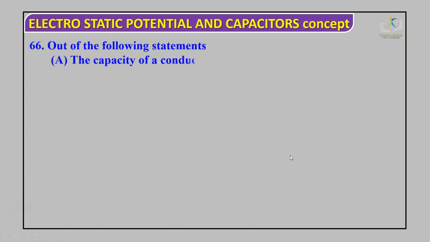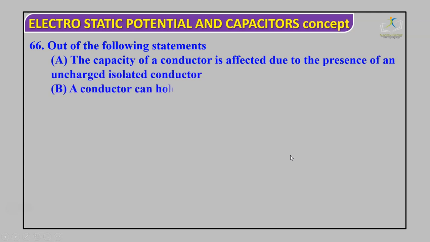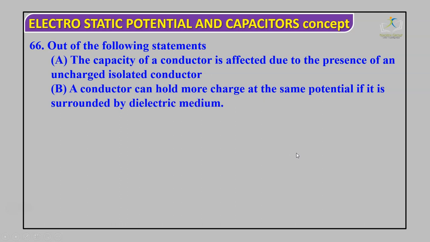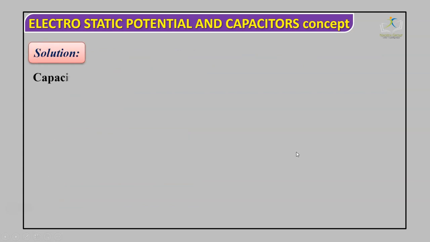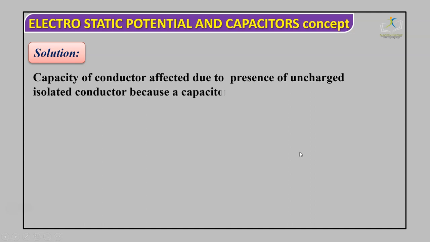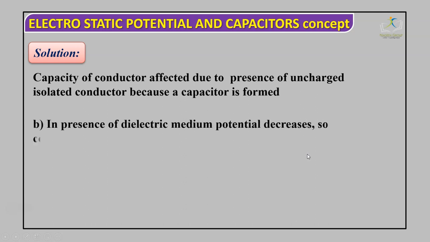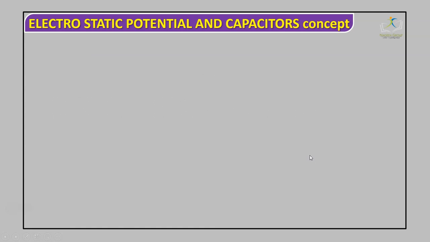Next question: out of the following statements, A: the capacity of a conductor is affected due to the presence of an uncharged isolated conductor. B: the conductor can hold more charge at the same potential if it is surrounded by a dielectric medium. Options: both A and B are correct; both A and B are wrong; A is correct, B is wrong; A is wrong, B is correct. The correct option is option 1. Solution: the capacity of a conductor is affected due to the presence of an uncharged isolated conductor because a capacitor is formed. In the presence of a dielectric medium, potential decreases, so a conductor can hold more charge. That's why the correct option is option 1.